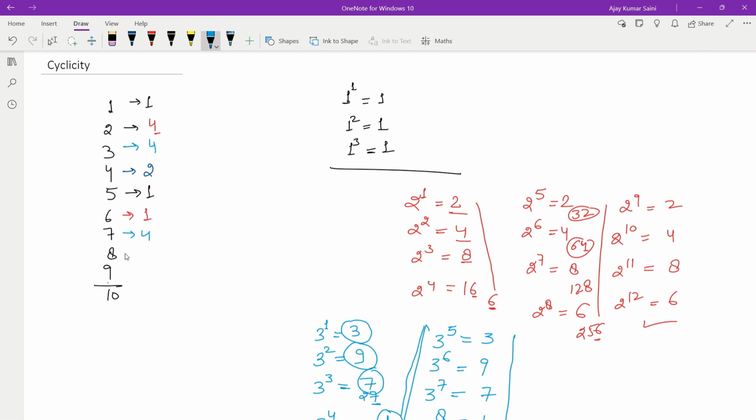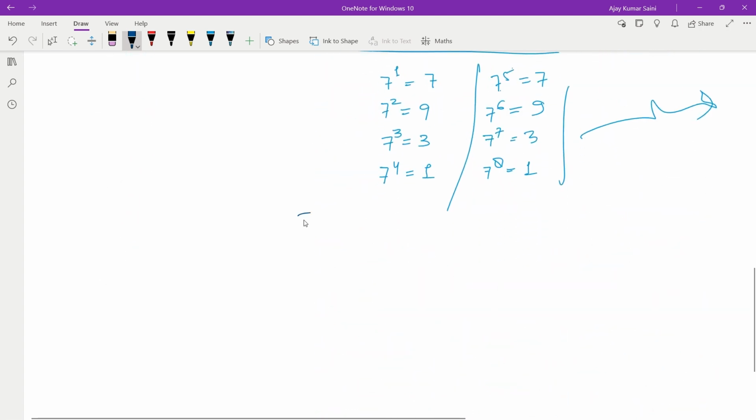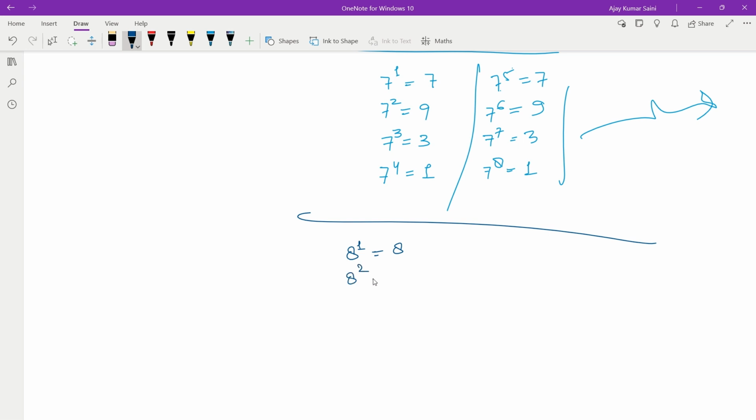Now let's come to 8. For 8, if the power of 8 is 1, then the value is 8. If the power of 8 is 2, then it is 64, so the last digit is 4. If the power of 8 is 3, the last digit is 2. If the power of 8 is 4, then the last digit is 6. After that it repeats itself.